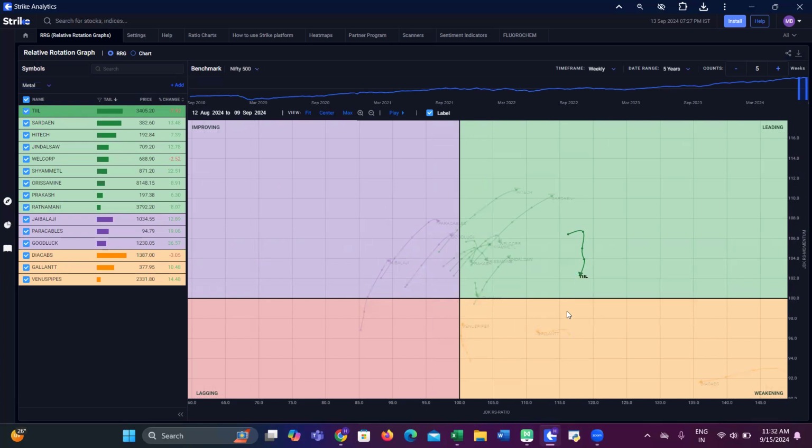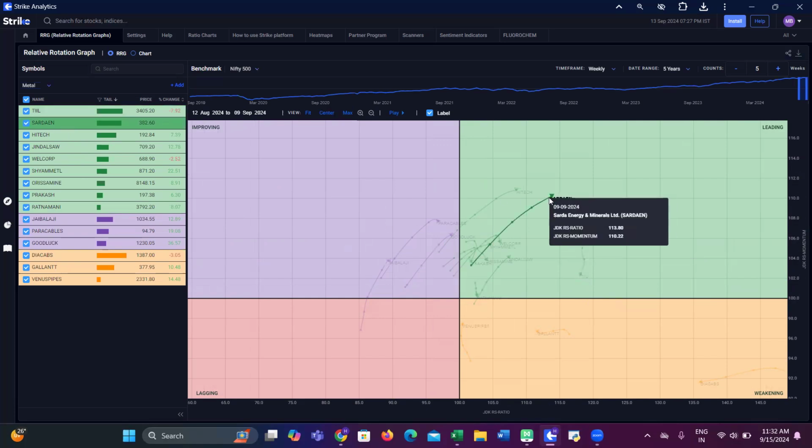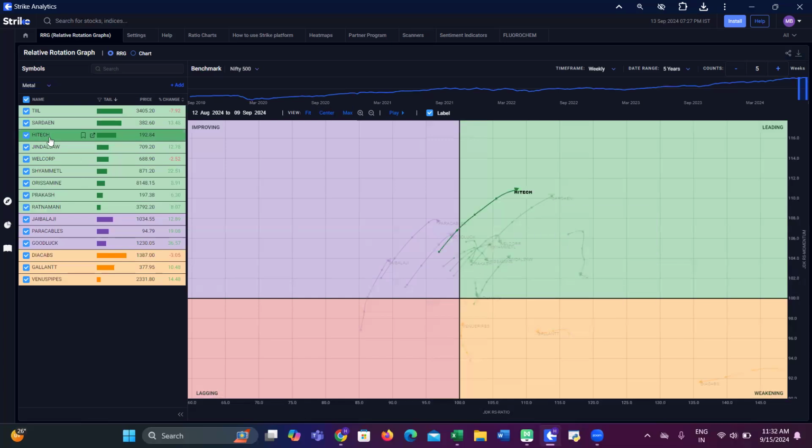Technocraft Industries, yeah, losing the momentum at the moment, but still in leading, though a significant drop. This is interesting. Sadbhav Energy is very interesting. It is in leading with good RS momentum. Hi-Tech Pipes, awesome. It is in leading with good RS momentum, good RS ratio. Jindal, I think it is again a very good RS momentum and RS ratio. This has a reduction in the RS momentum, so interesting to see if there is any turnaround, but still in leading.